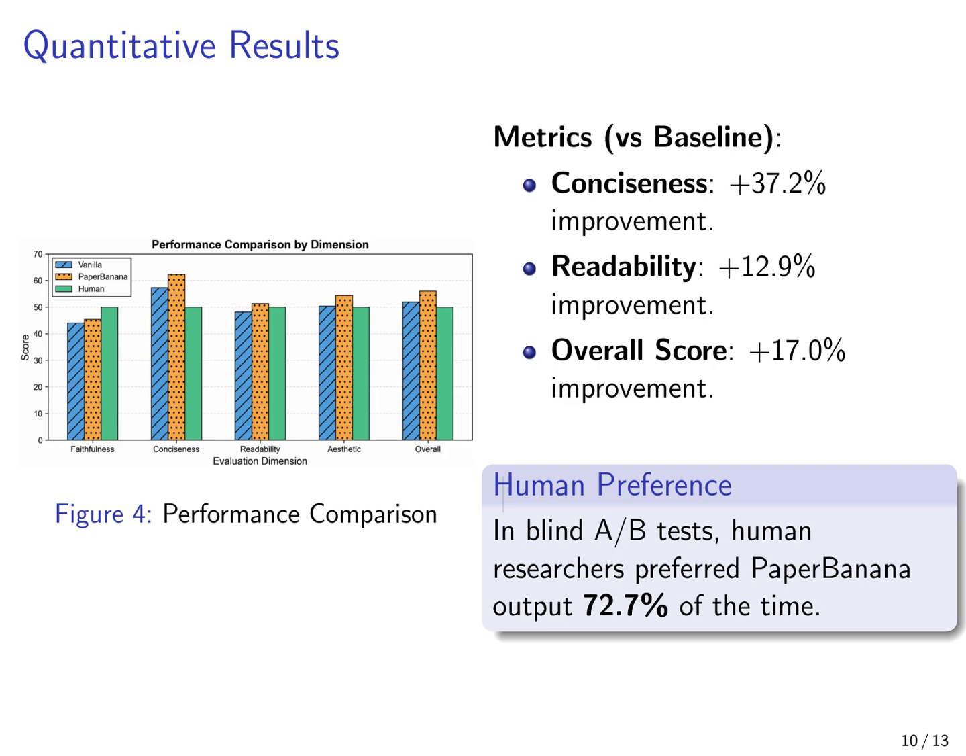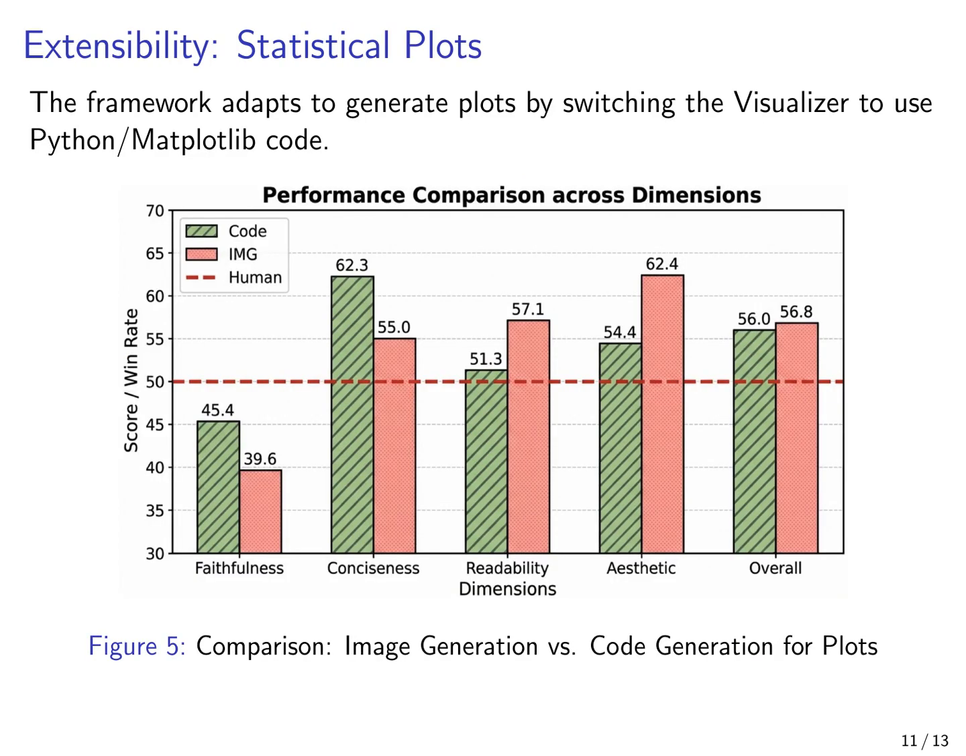But for me, this is the real kicker. In blind A/B tests, when they showed the results to actual human researchers, people like us, they preferred the PaperBanana output almost 73% of the time. When the people who actually have to make and read these diagrams overwhelmingly prefer your system, you know you've done something right.